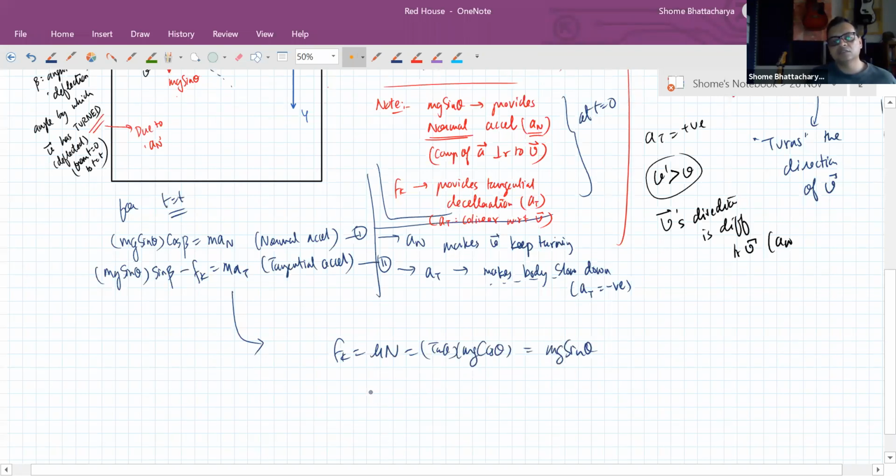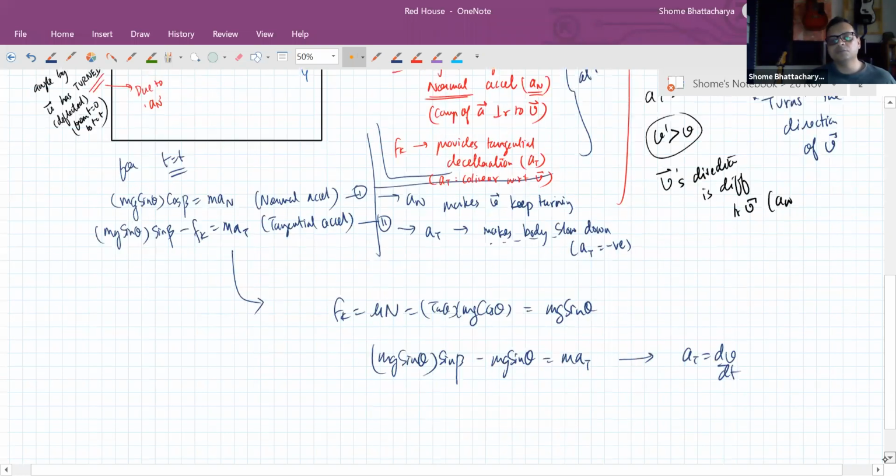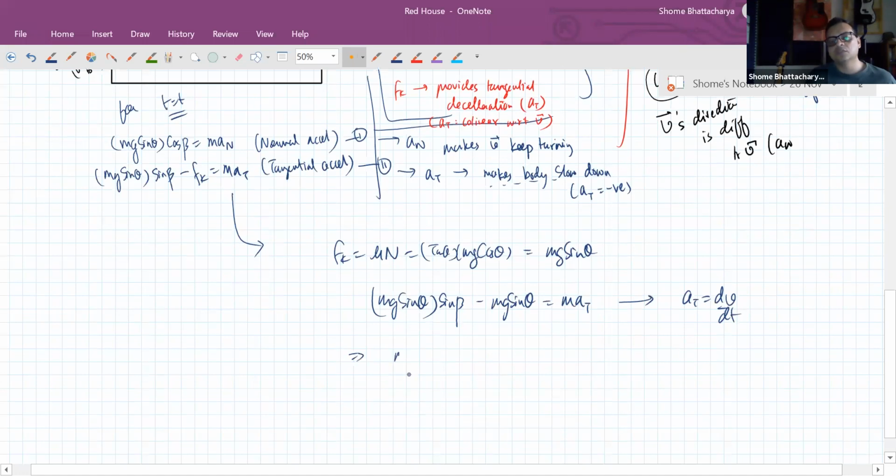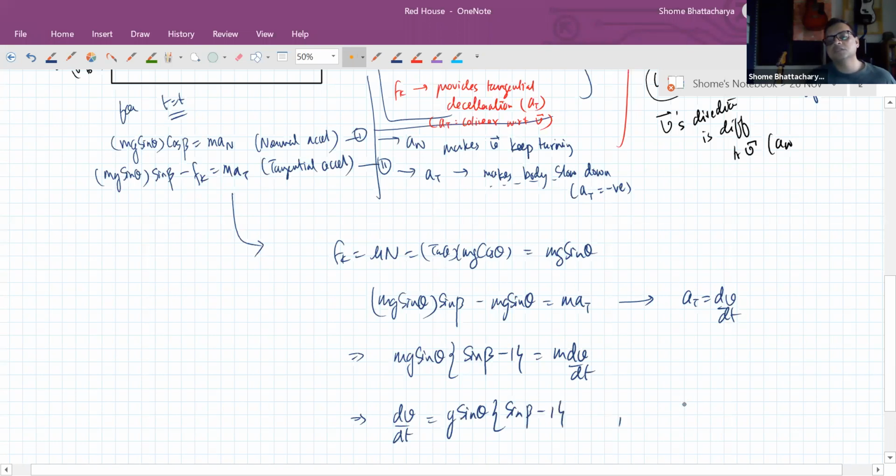mg sin theta sin beta minus mg sin theta, because kinetic friction is equal to that only, is equal to tangential acceleration. And the tangential acceleration is dv by dt. So you'll see that dv by dt will come out to be a negative quantity. So this equation becomes mg sin theta, the whole thing into sin beta minus 1, is equal to m dv by dt, or the rate of change of speed dv by dt is equal to g sin theta into sin beta minus 1. So in this, keep in mind one thing, that beta is a variable.